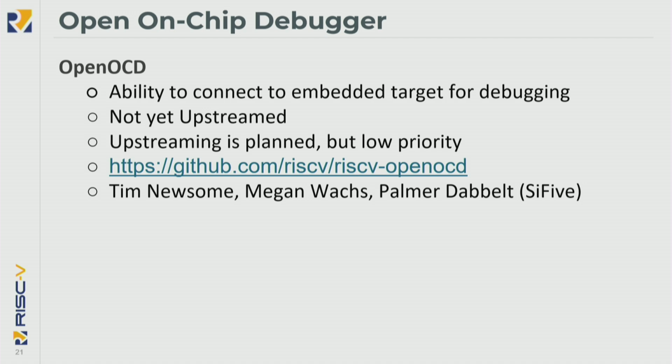Now, another tool which is sort of needed in the embedded space is the on-chip debugger itself, which provides the ability to connect to an embedded target for either debugging or running a program. Although it hasn't been upstreamed yet, the code is available at the RISC-V GitHub repository itself.